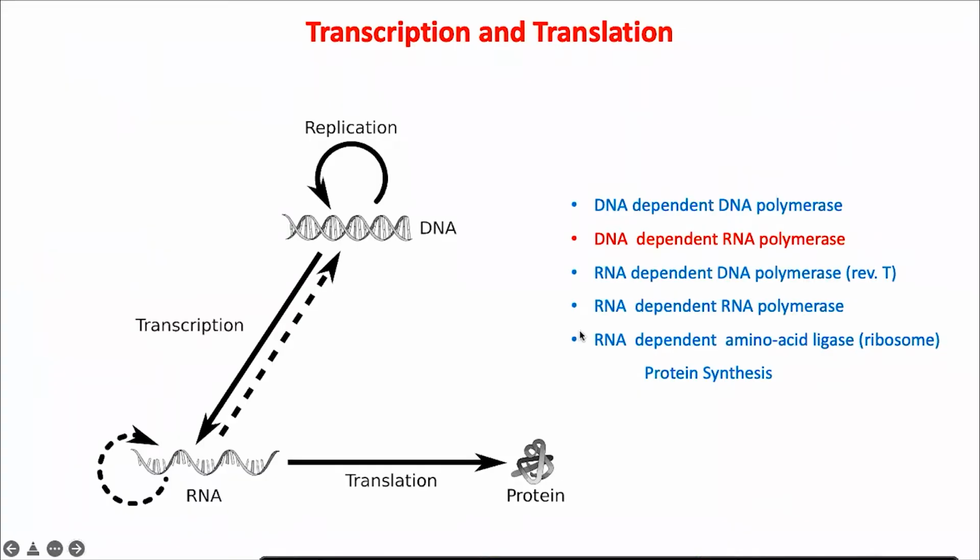So I'll move on to the second step of the information transfer in the so-called central dogma of molecular biology. We have already looked at significant detail about DNA replication, and we will now move on to looking at the processes of transcription and translation. The molecule we look at is DNA-dependent RNA polymerase.